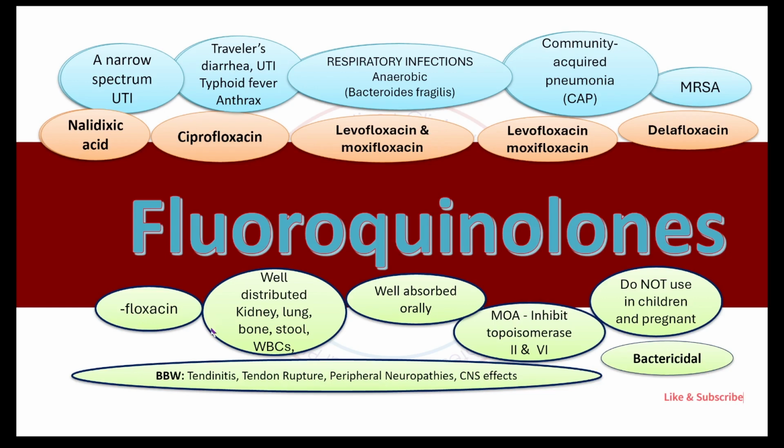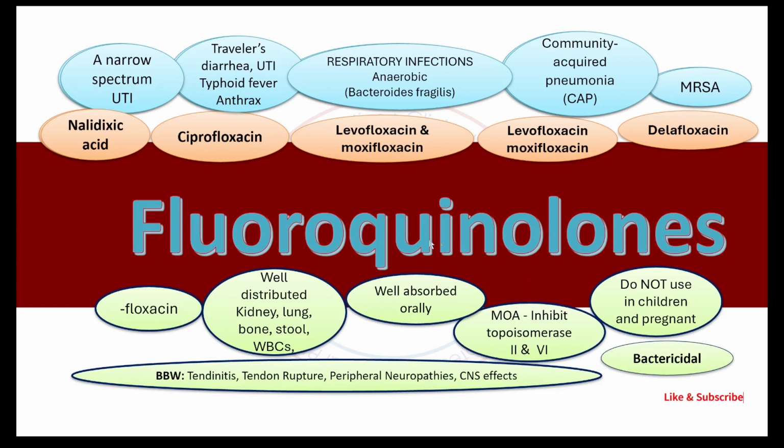Fluoroquinolones distribute through the kidney, lung, bone, stool, and white blood cells. That means fluoroquinolones are able to enter the cells, able to enter macrophages and other white blood cells. We can prescribe the fluoroquinolones orally, and some of them are prescribed IV. We're going to discuss that later on.